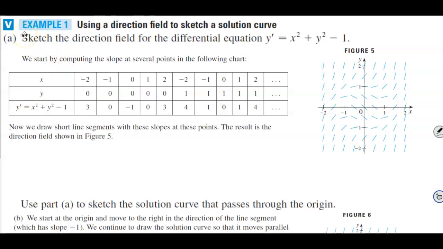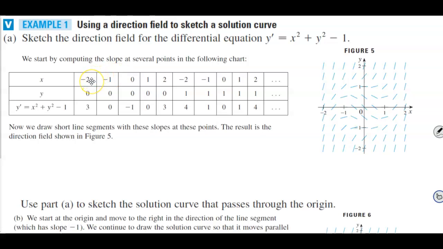Okay, so for example number 1, we're using a direction field to sketch a solution curve. For part A, we want to sketch the direction field for the differential equation y prime equals x squared plus y squared minus 1. We're going to start by computing the slope at several points in the following chart.